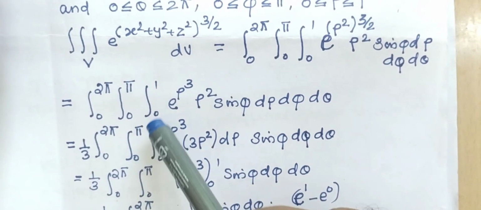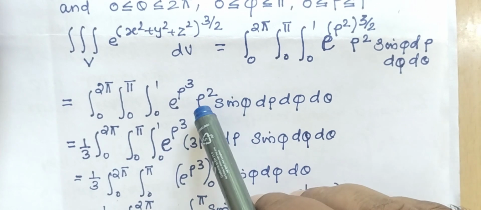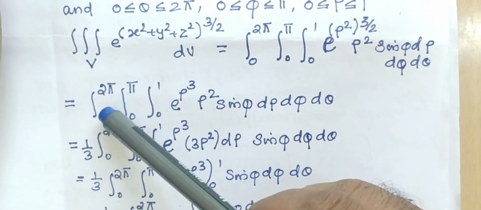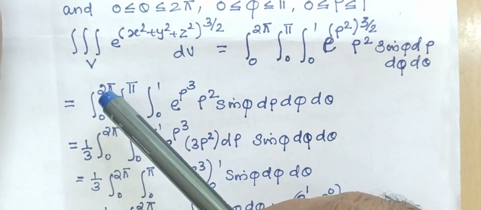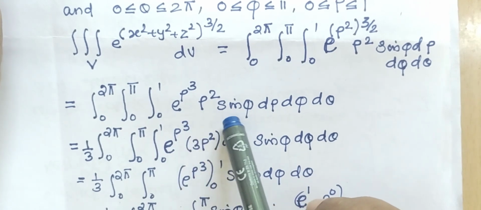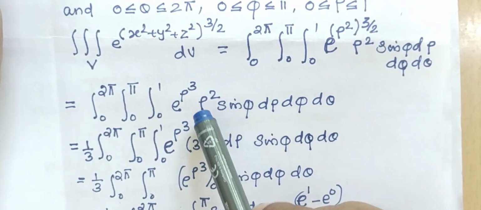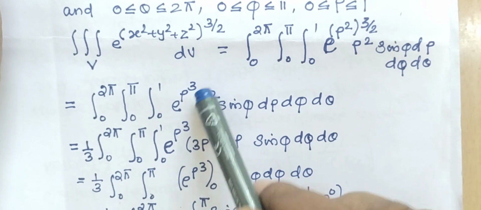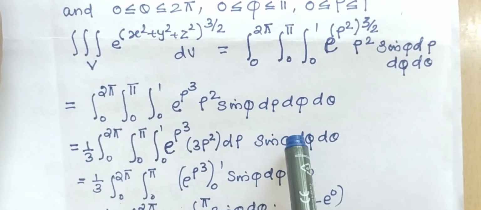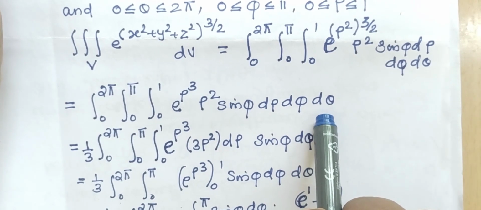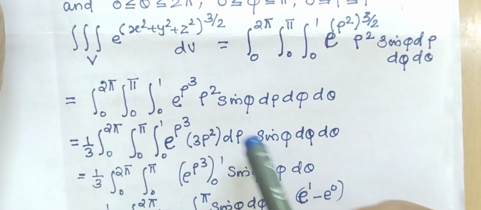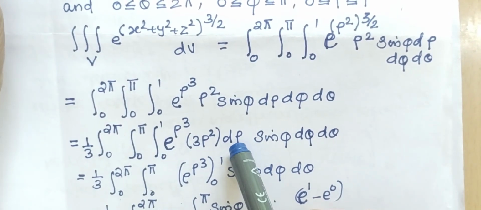So now these are independent functions. What is an independent function? This limit is fully constant, the second limit is fully constant, the third limit is also constant. And we can separate all these parameters. That is, rho terms we can separate, sin phi terms we can separate, also theta terms we can separate. So that means this function is fully independent, so we can directly find the integration.